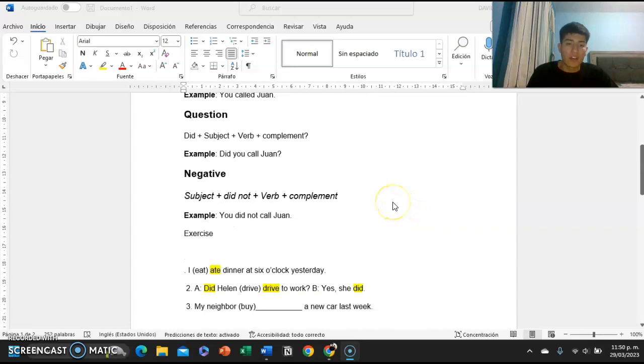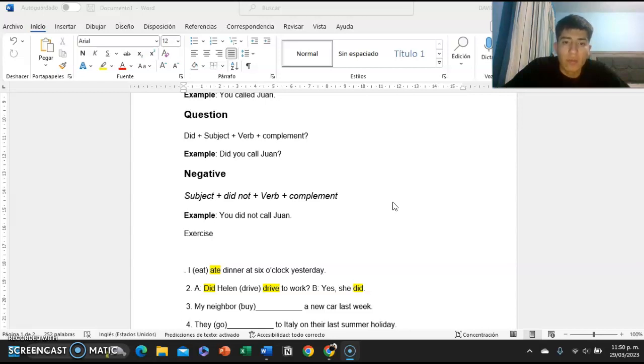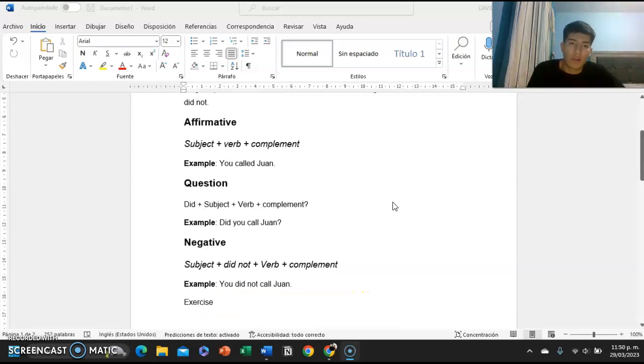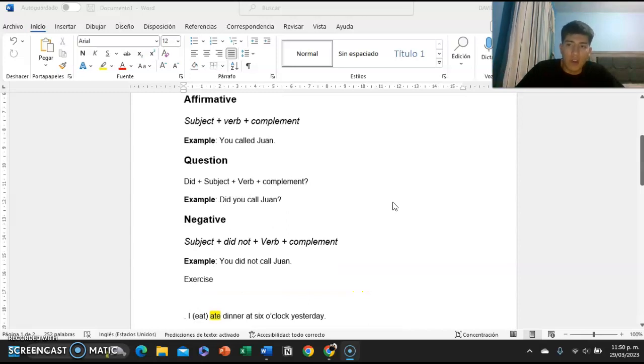And the last is the negative. The structure is subject plus did not plus verb plus complement. And the example is: Joe did not call Juan. Another example in affirmative is: you played soccer. And the question is: did you play soccer? And negative: you did not play soccer.